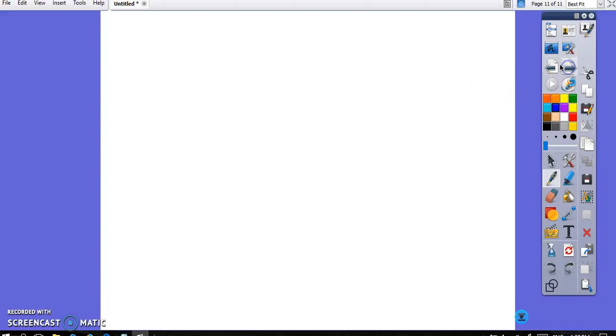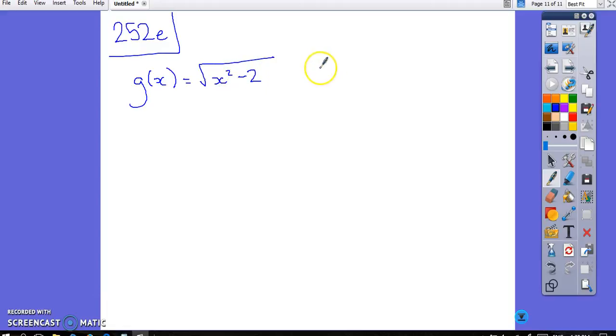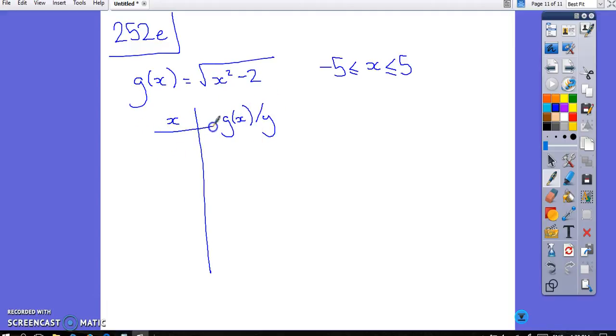Let's move on to 252E on the same page. So in this exercise, we need to create a table of values for our function g of x is equal to the square root of x squared minus 2 for x between minus 5 and 5. So here I'll put my x on the left hand side again, just as I did in the last question, and now what we get out is g of x. Or you could label this one y if you wanted to.